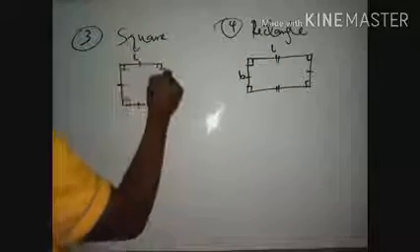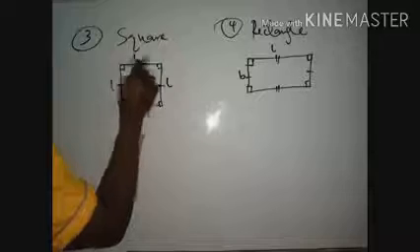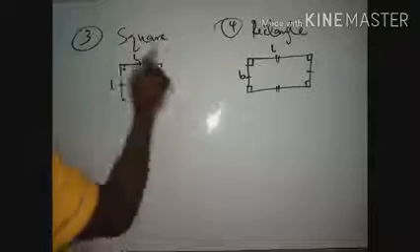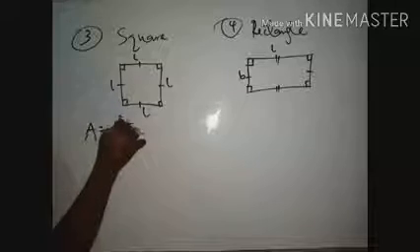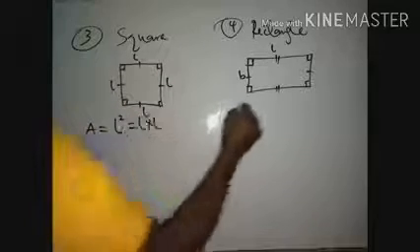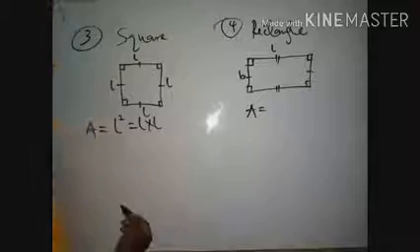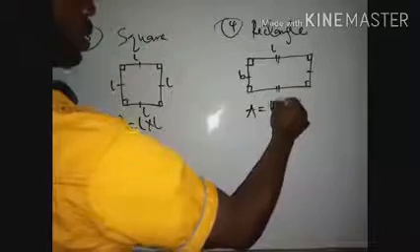This one, you can call it anything. I can call it length. Everything will be length, length, length, length. If I call it breadth, it will be breadth, breadth, breadth. If I call it x, x, x, x. So the area of this one is L square, meaning L times L. And the area of this one, can you see, is length times breadth.